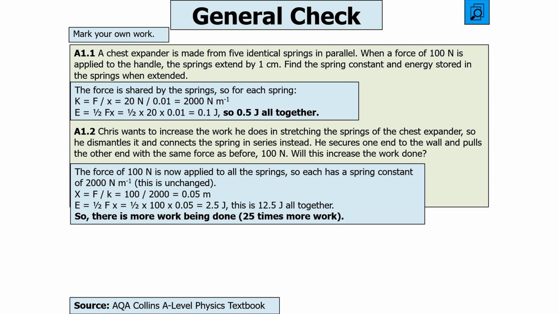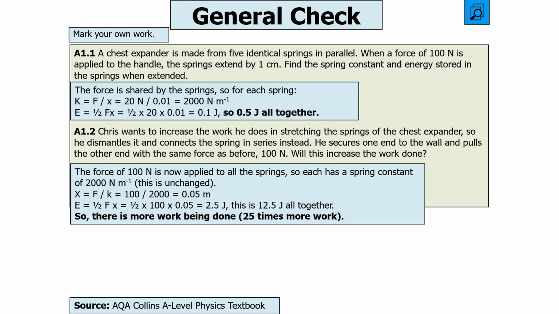So we know X is F over k, so it's 100 over 2000, so therefore it's 0.05 meters. We then know the elastic potential energy is a half Fx, so it's a half times 100 times 0.05, which is 2.5 joules, so this means it's 12.5 joules altogether being used as your work, so more work is being done.